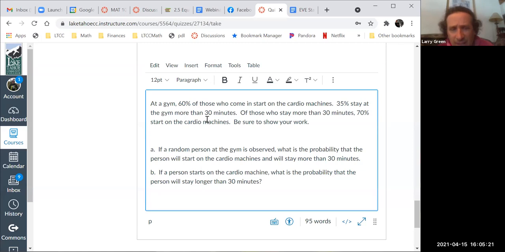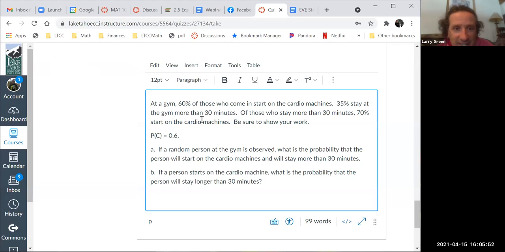Probability of each event, but more importantly, we take these numbers that are given, the 60%, the 35%, and the 70%, and we write those as probabilities. I don't know if you remember, but I did that when I did a similar example a couple days ago. So 60% come in starting on the cardio machines. What's the probability of that? That's just cardio. Let's call it C for cardio. And 60% is 0.6.